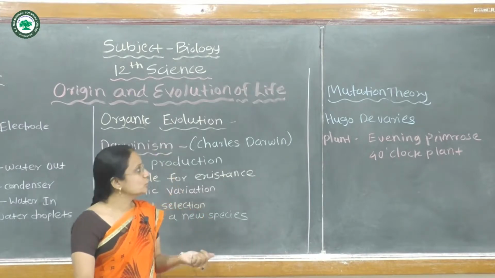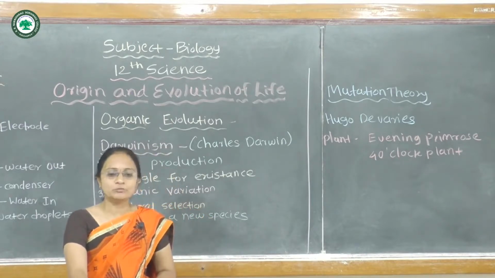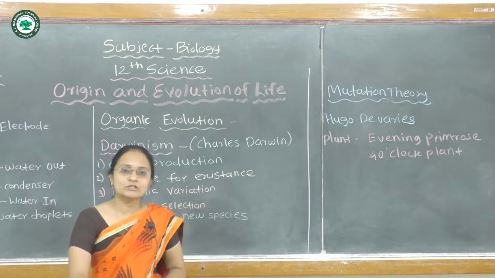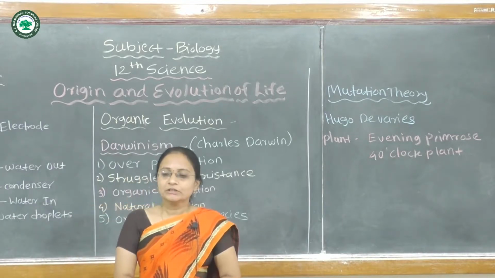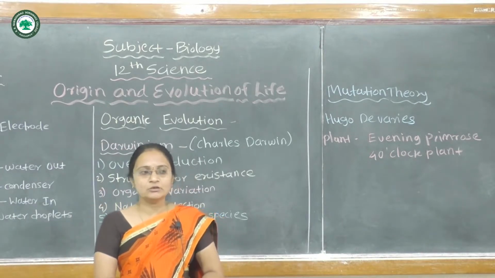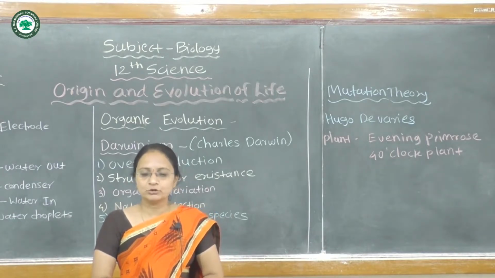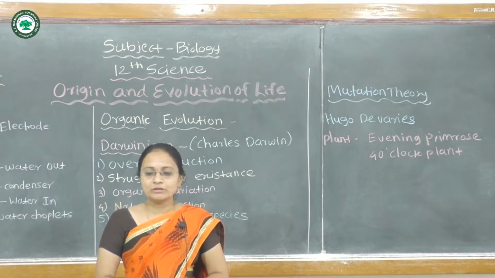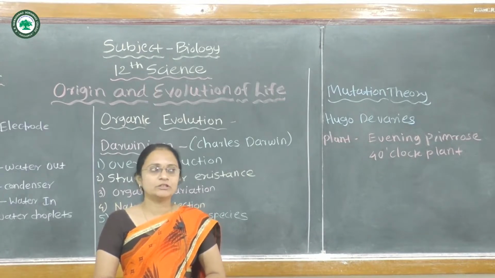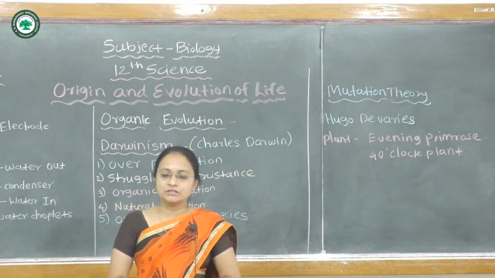Now this theory also has some objections. Which are the objections of this mutation theory? The large and discontinuous variation was observed by Hugo de Vries. Due to chromosomal aberration and gene mutation, only some minor changes take place.